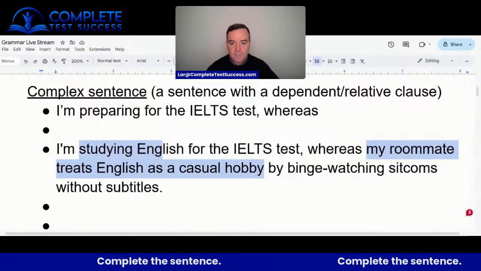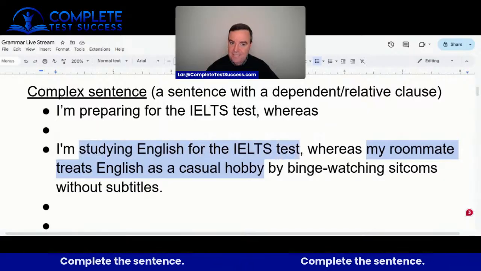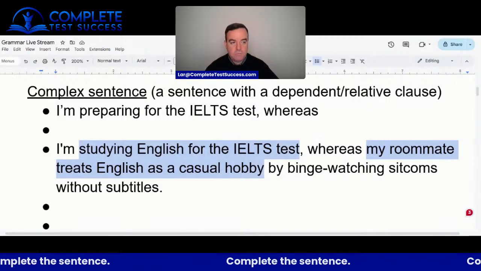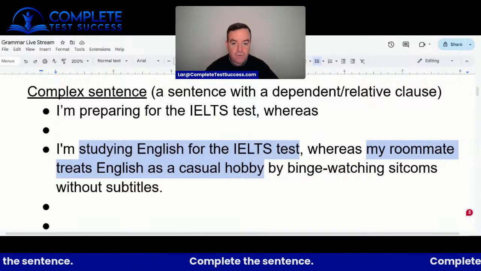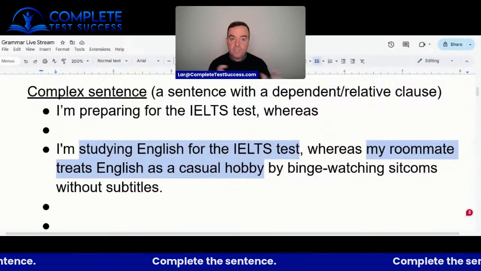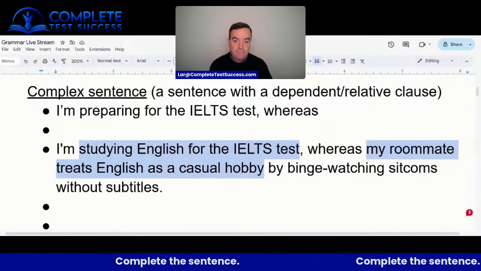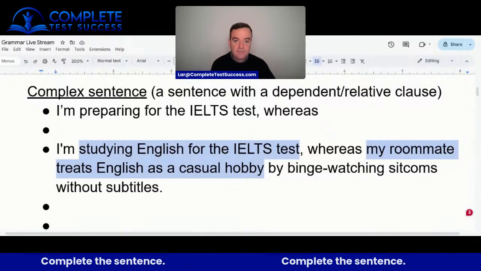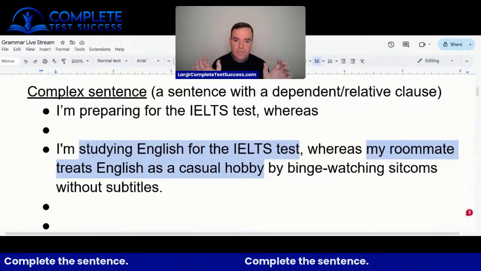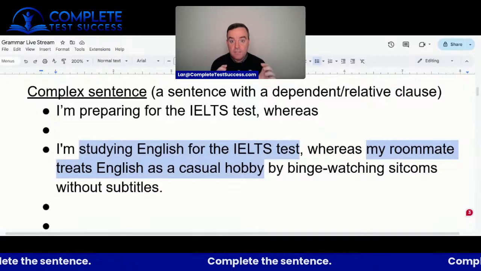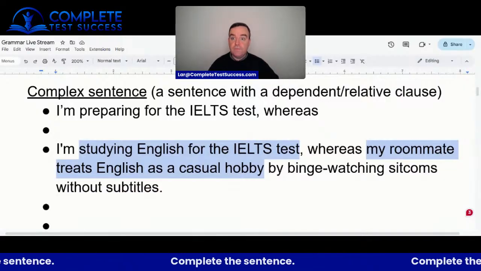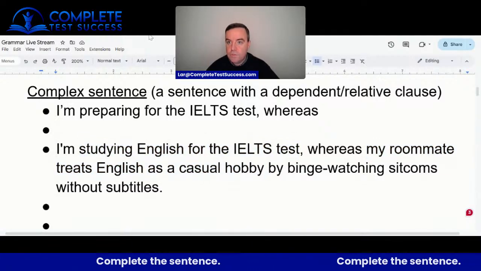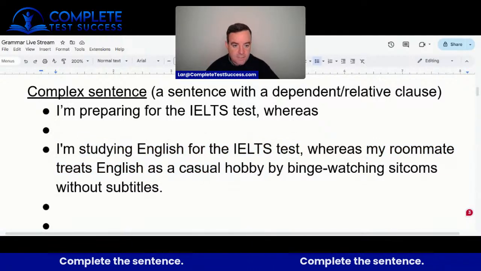Whereas, like, I'm studying English, but it's something serious for me. Whereas my roommate is using English more as something for fun. So the contrast is like the way you study or the way you're using English is different, as opposed to I'm studying the IELTS test and she's watching English TV, where there's no real contrast between those two things. They're too different. There has to be some kind of a contrast when we use whereas. So we would need to make that little difference there.